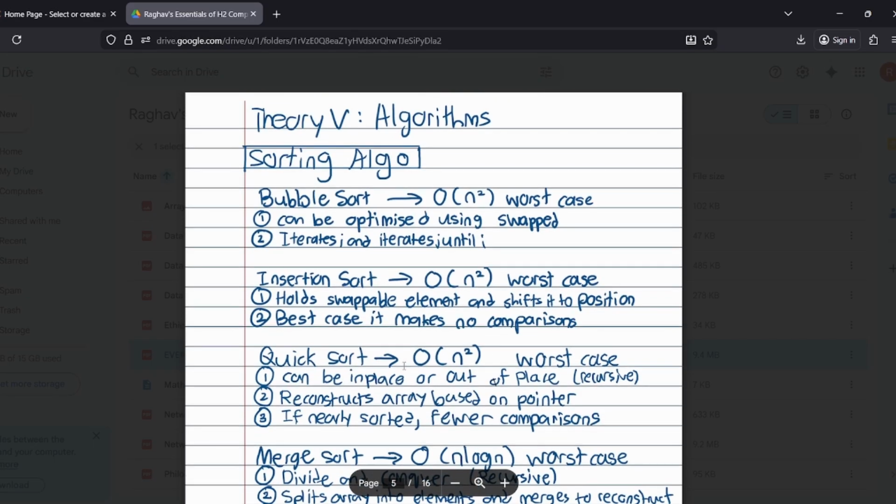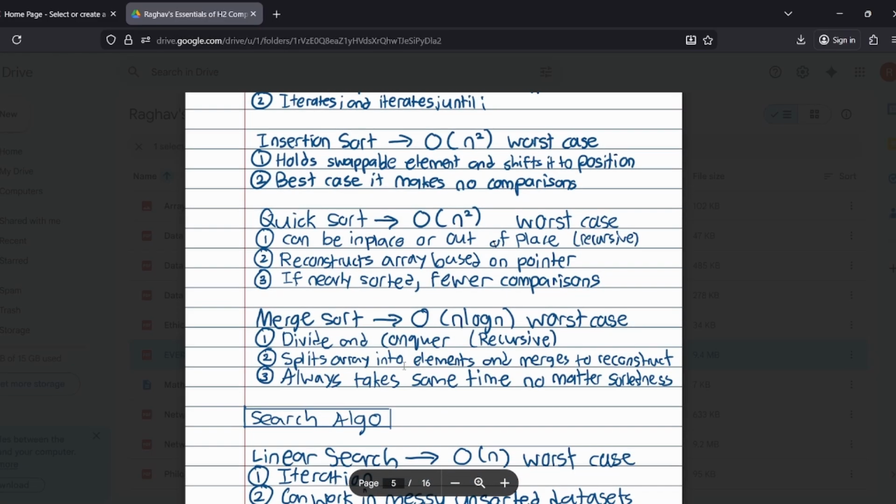Then next you have theory for algorithms. This is a lot of people's worst nightmare. For context, I will not be explaining how each algorithm works. That will be explained in another video. Maybe I'll do essential algorithms, which will take a while, but I will probably explain it then. For now, you just need to know the theory parts of it.